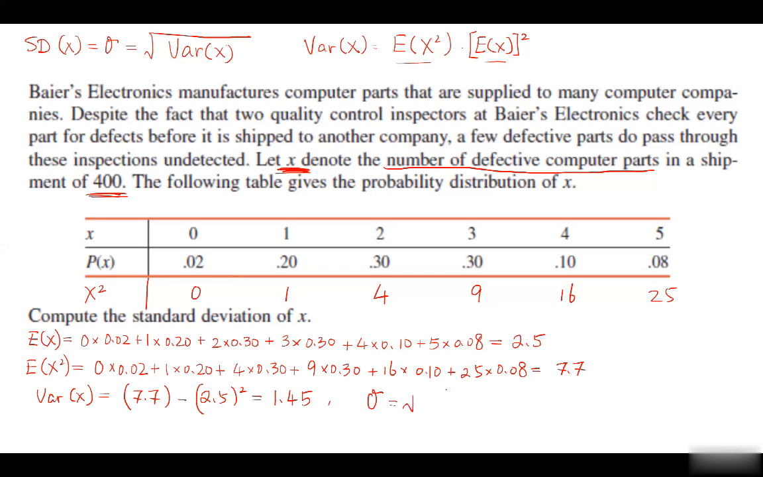Okay, and then we can calculate the standard deviation sigma. Sigma is the square root of VarX, which is the square root of 1.45, which is approximately 1.204. So that means the standard deviation of the discrete random variable X is 1.204 parts.